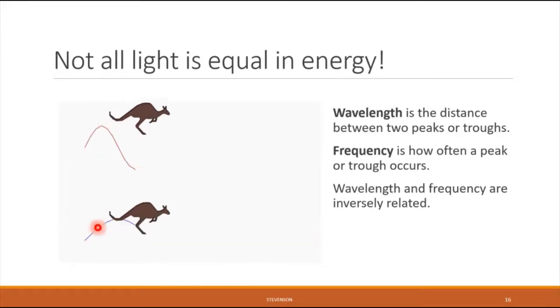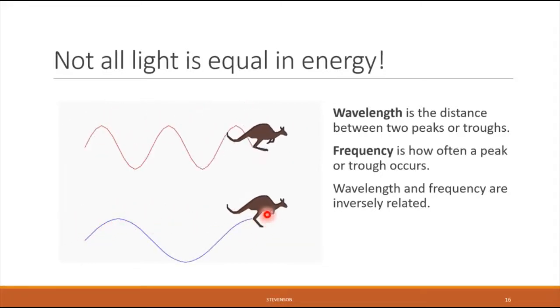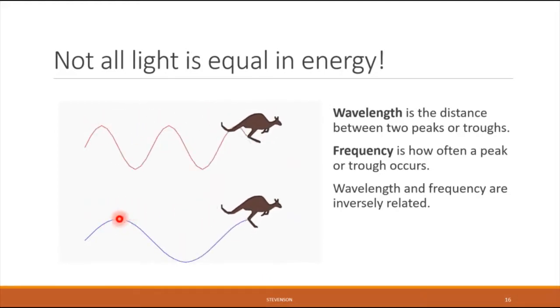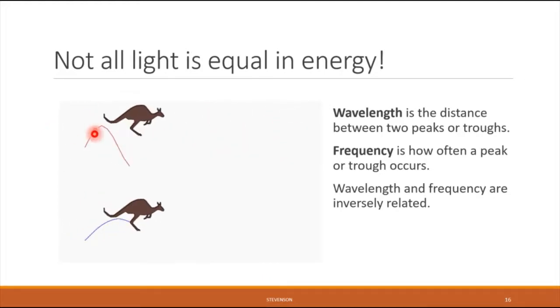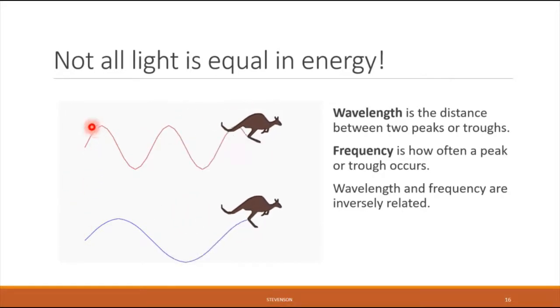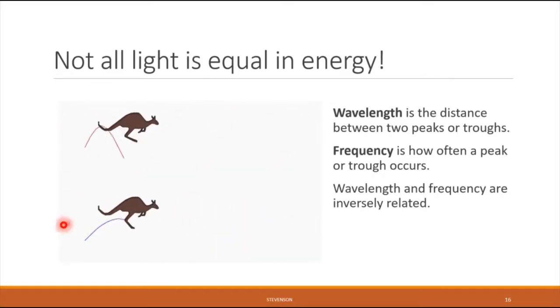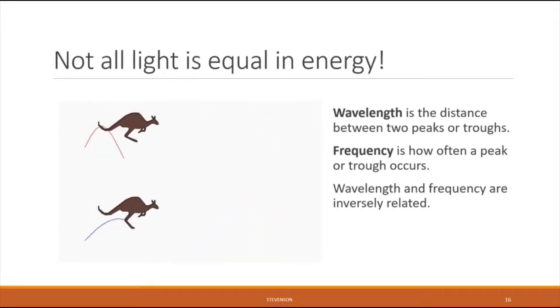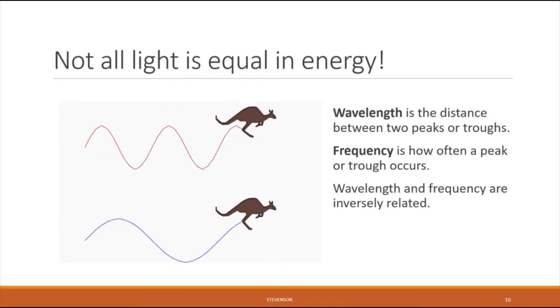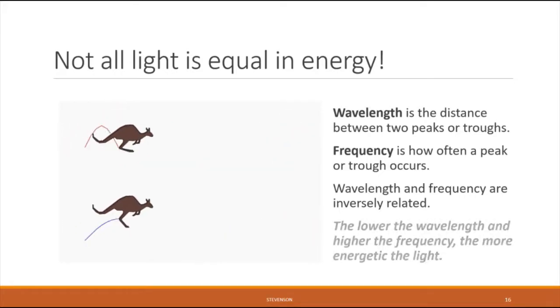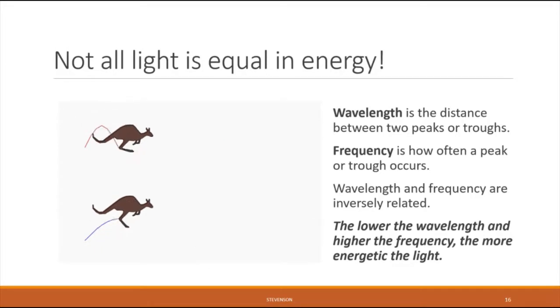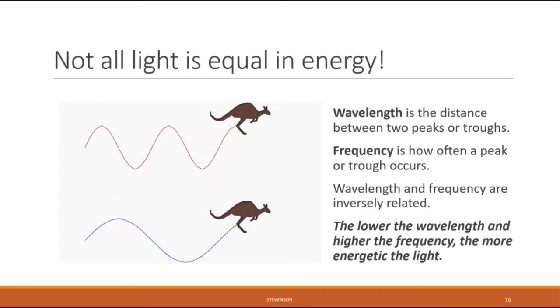The kangaroo on the bottom, however, has a larger wavelength, but it has a lower frequency. So, key message here, wavelength and frequency are inversely related. Where one goes up, the other one inevitably goes down. They are also related to how much energy is being carried by a beam of light, because the lower the wavelength and the higher the frequency, the more energetic a beam of light is.